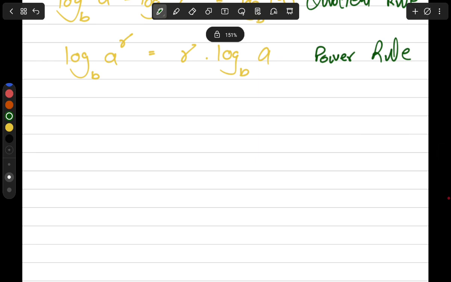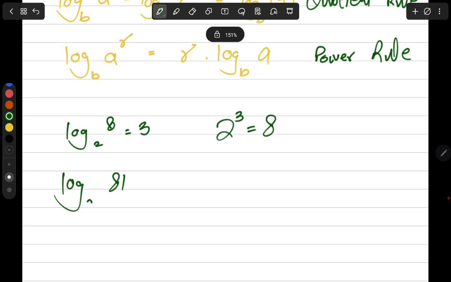Remember, don't memorize, ask one question: what power must the base be raised to in order to produce an output? And that's it. Now if I write down log 8 base 2, how do I read it? What power turns 2 into an 8? 2 to the power 3 becomes an 8, so the answer is going to be 3, right? Very simple. Now if I write down log 81 base 3, what power must 3 be raised to in order to produce 81? The answer is going to be 4.